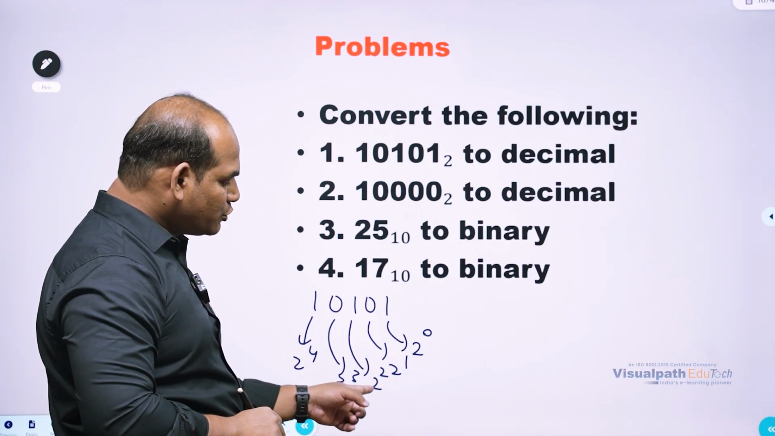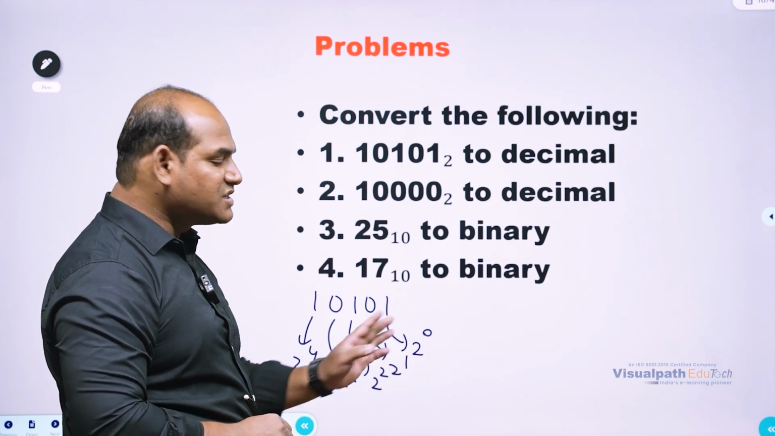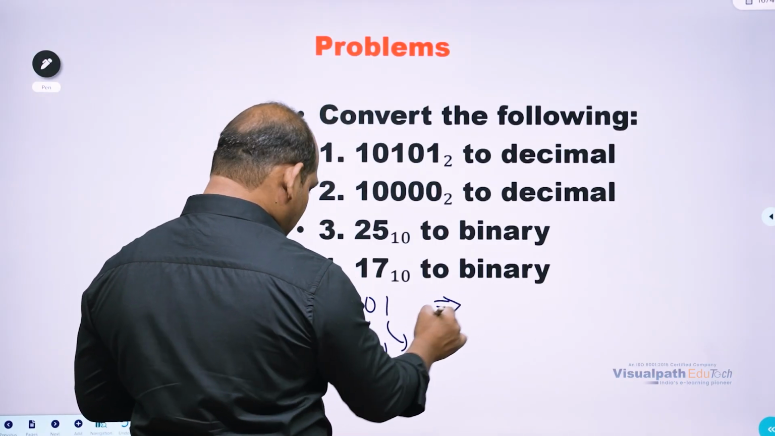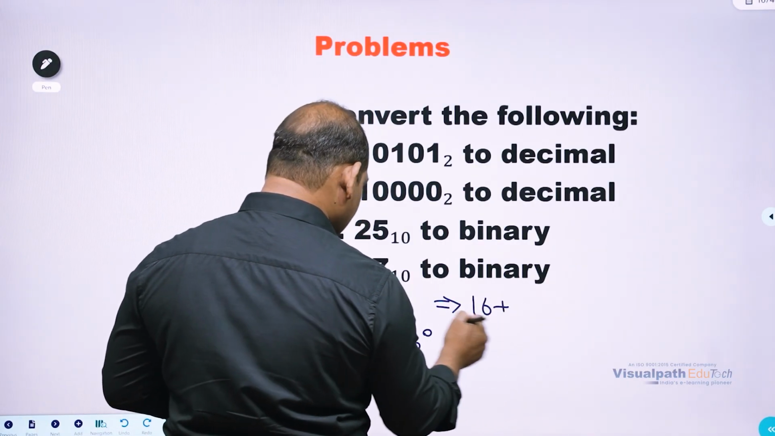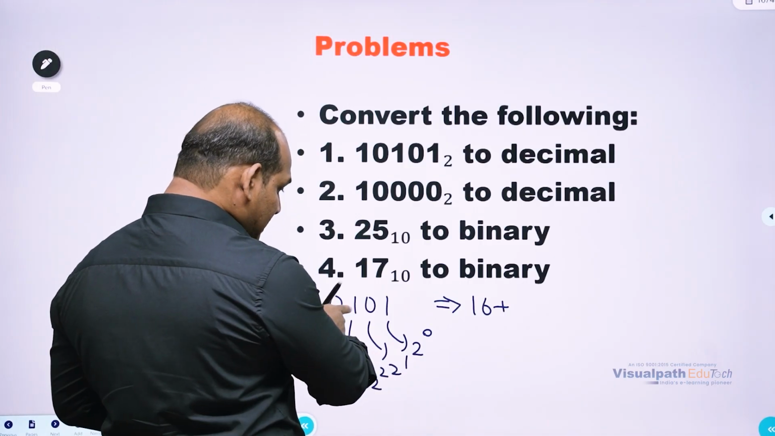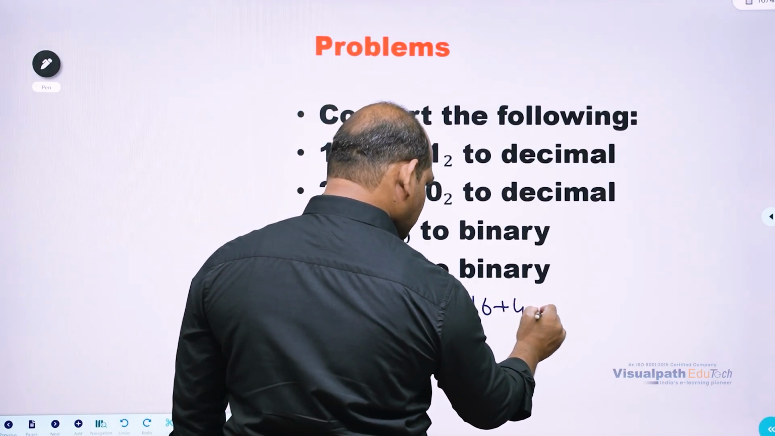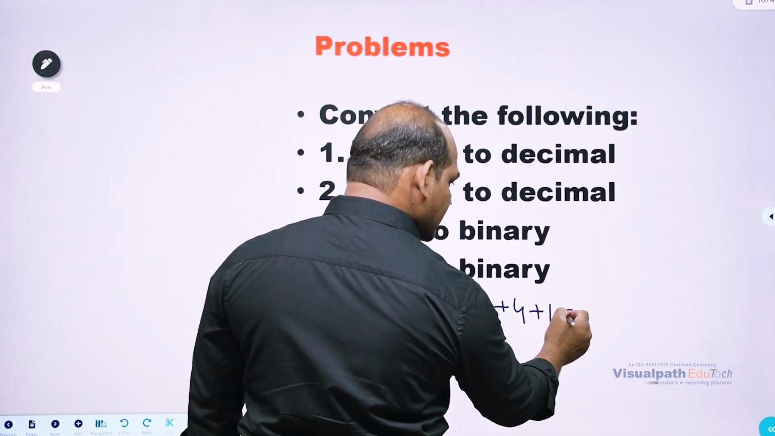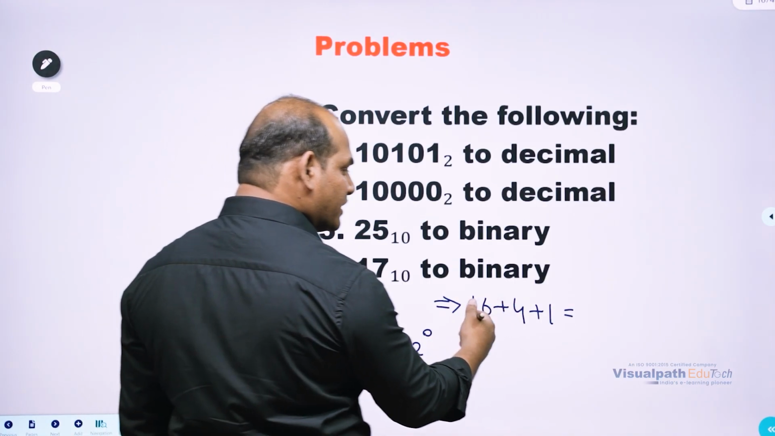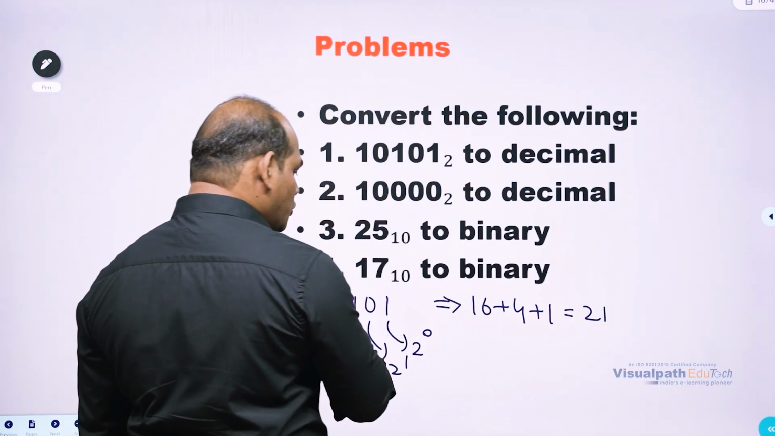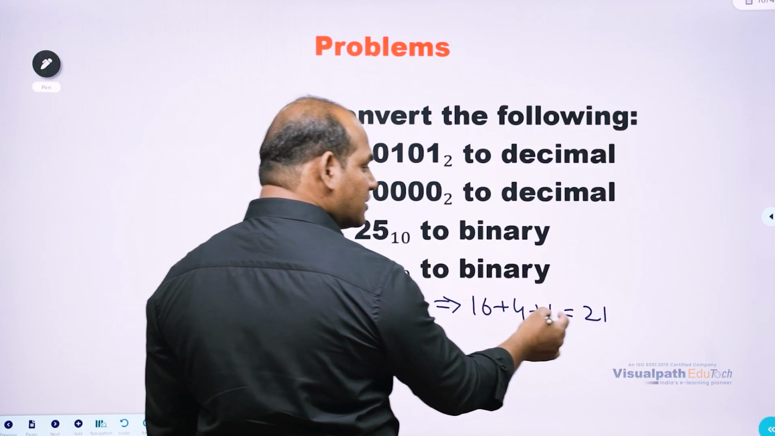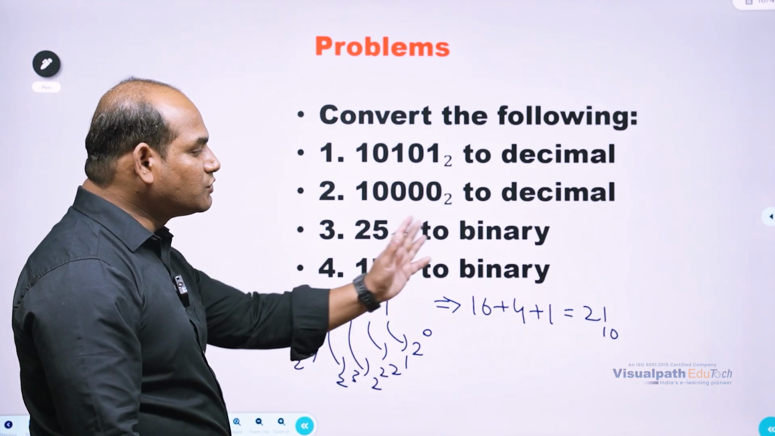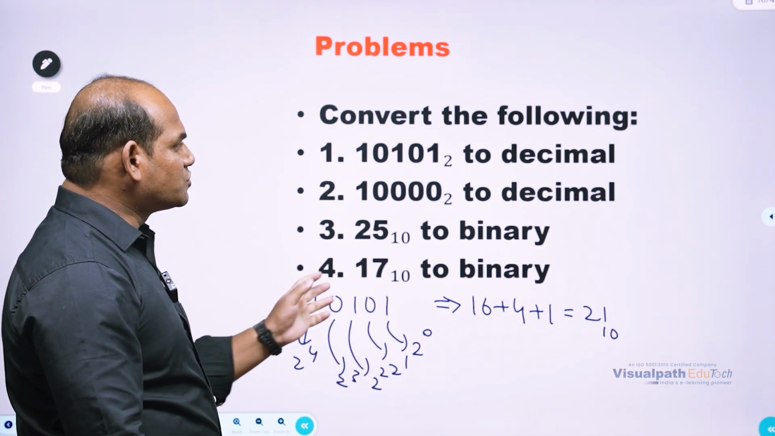2 power 4 is 16. 2 power 3 is 8. 2 power 2 is 4. 2 power 1 is 2. And 2 power 0 is 1. So, just multiply with the weights. This 1 is multiplied with 16, plus 0 multiplied with 8 will be 0, but this 1 is multiplied with 4. The 0 is multiplied with 2, but that is 0 only. 1 is multiplied with 1, so that is 1. Now what will you get? 21. So this 10101 in binary is equivalent to the decimal number 21. This is the way of converting.